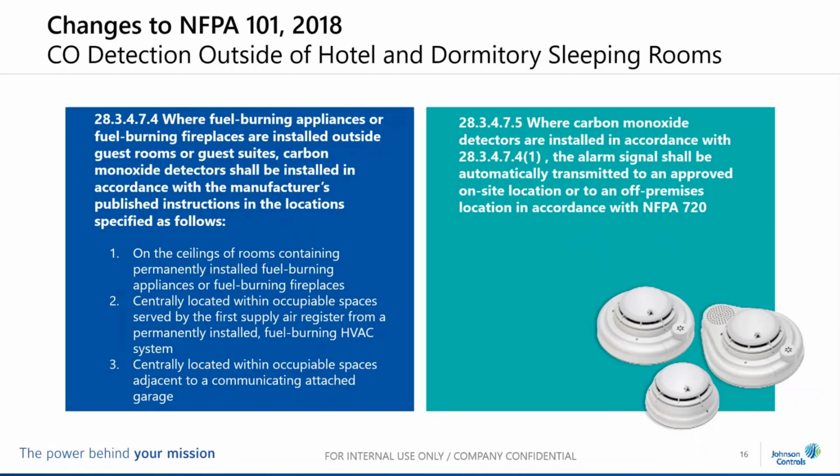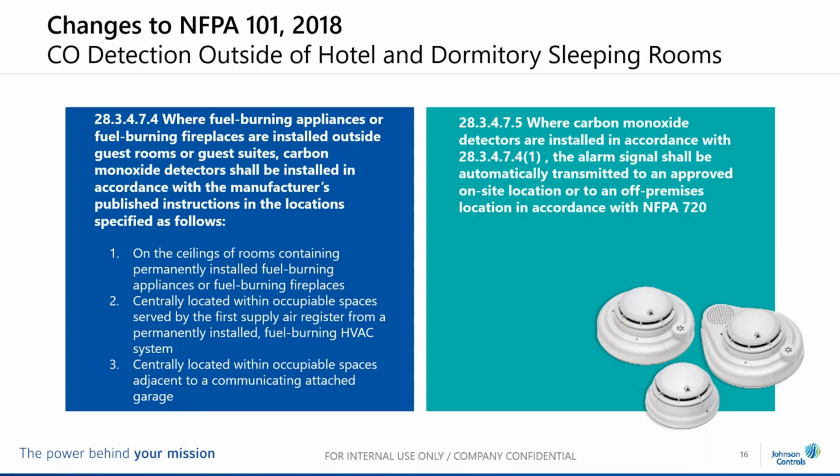CO detection outside of hotel and dormitory sleeping rooms. We have these next series of changes for fuel burning appliances in a building that has locations outside of dwelling units and sleeping units. So for hotels and dormitories, Chapter 28, Section 28.3.4.7.4 was revised so that only detectors will be allowed in locations where fuel burning appliances are used in a remote and unoccupied area of the building, such as a furnace or boiler room, or what have you. And the code will continue to permit CO alarms to be installed in accordance with their UL 2034 listing, which is in dwelling units only.